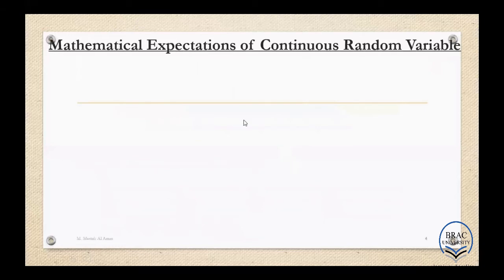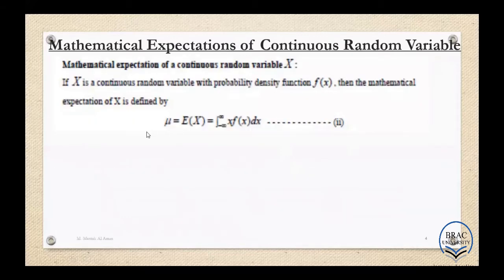Now, next one is mathematical expectations of continuous random variable. Similarly, when x is a continuous random variable with the probability density function f of x, then the mathematical expectation of x, the expected value of x, equals the integration of x f of x dx. The limit is from minus infinity to plus infinity.